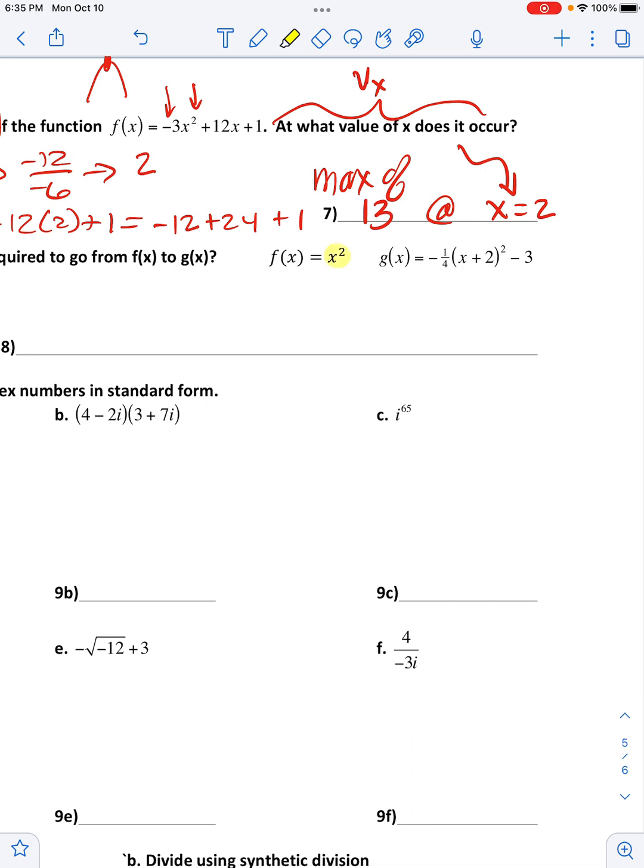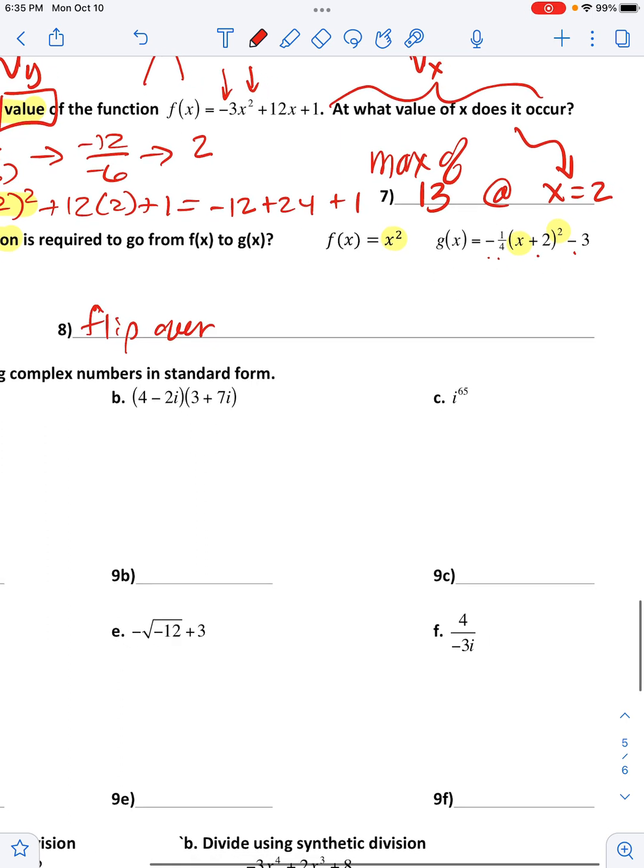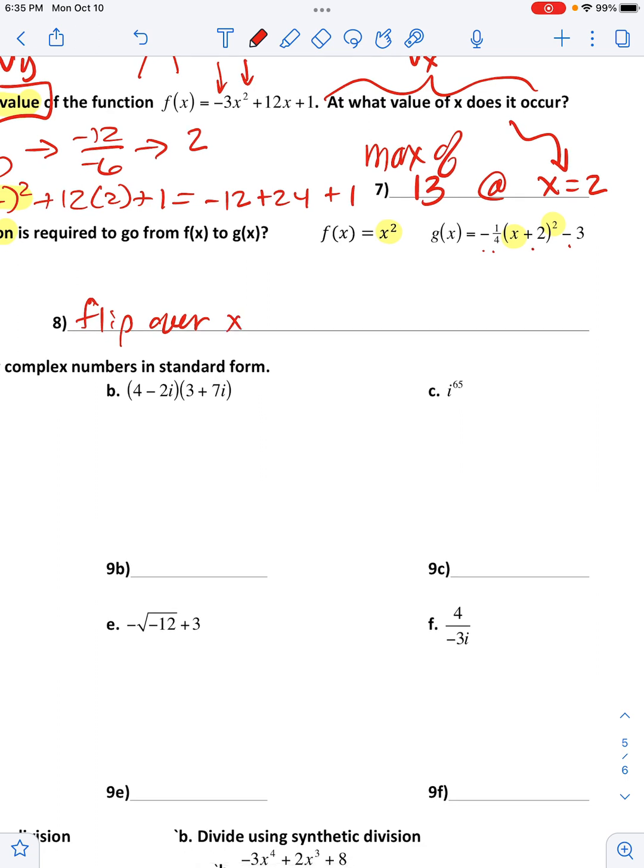Well, the container is the same, x squared. So it's asking you to identify all the things that happen when you have a negative out in front, and then a 4th as an a value, and then a +2 here, and a -3 out here. So you have to kind of describe each thing. The negative is going to reflect it or flip it over the x-axis. You can't just say flip it because I won't know over x or y. So it flips it over the x-axis.